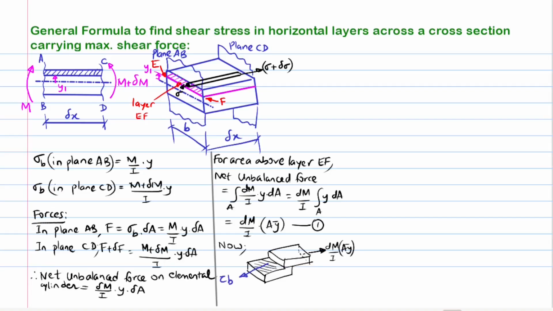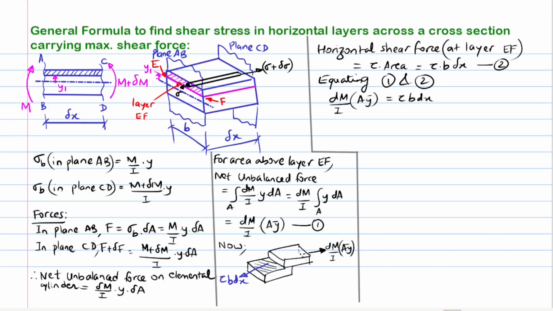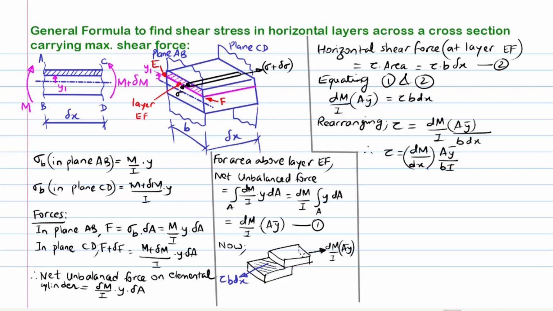The resistance shear force offered by the horizontal section is tau times A, where tau is the shear stress and A is given by width B times dx. Let's denote this as equation 2. Equating both the equations, we have tau equal to dM over dx times A y bar over B I. From chapter 2, it is learned that the rate of change of bending moment with respect to the length at a section equals the shear force at the section of the beam. Hence, the shear stress tau for an arbitrary layer is generalized as S A y bar over B I, where S is the maximum shear force at some location along the beam's length.